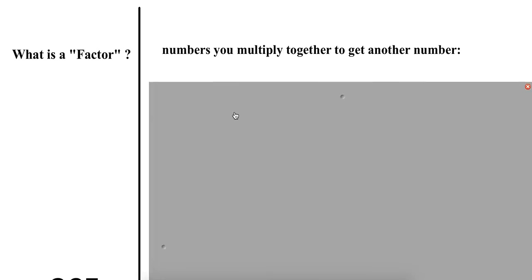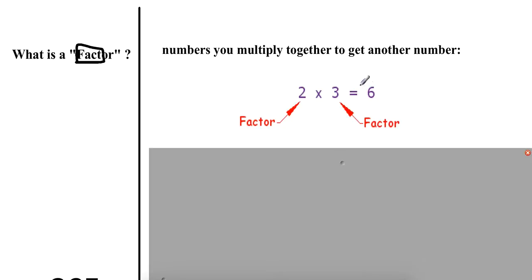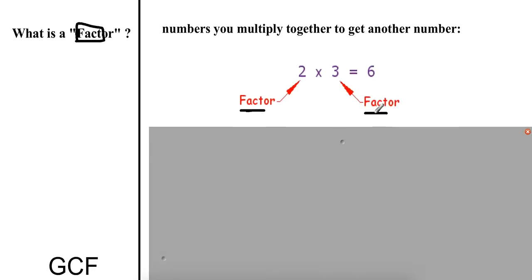The book, however, tells you it's numbers you multiply together to get another number. The one word you know is just facts. 2 and 3 are factors of 6. They are the facts that make up 6. Another factor or factors of 6 are 1 and 6.